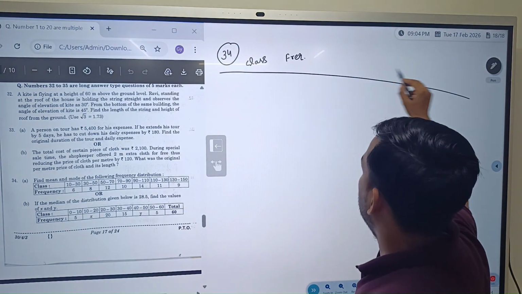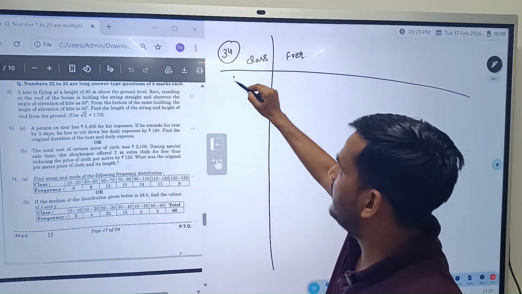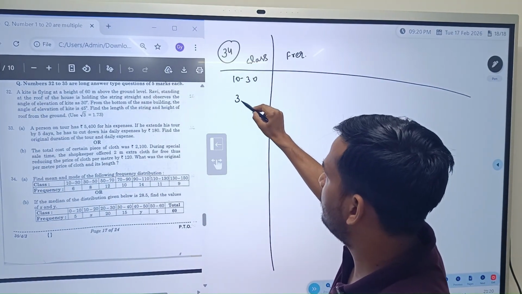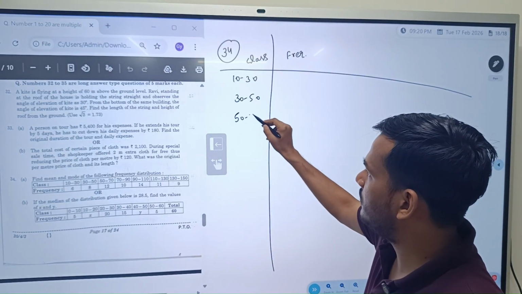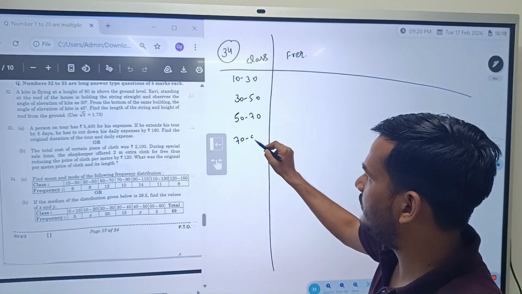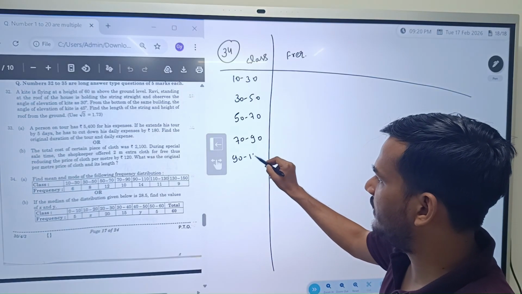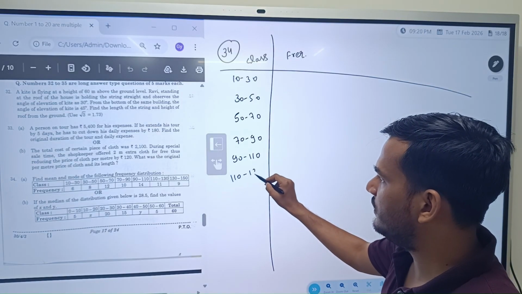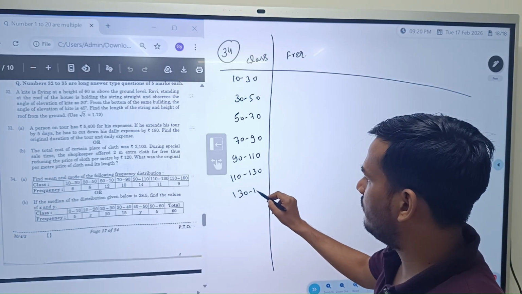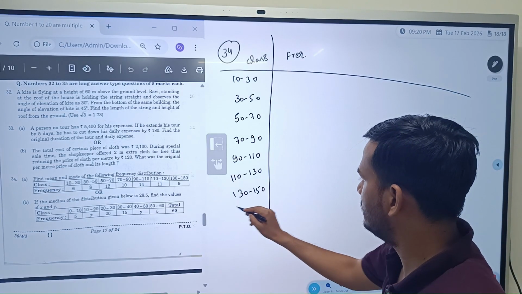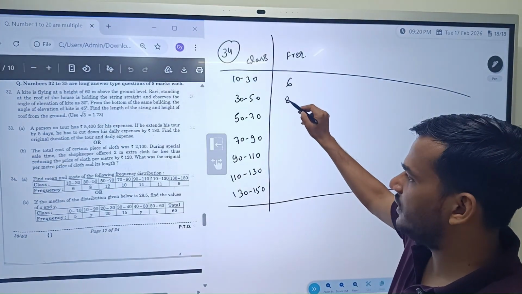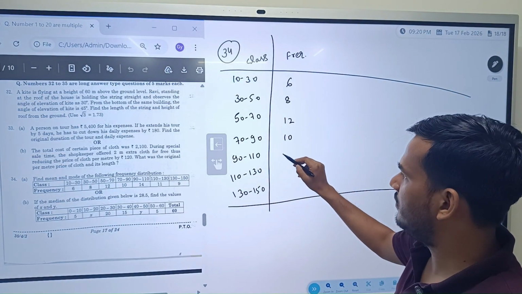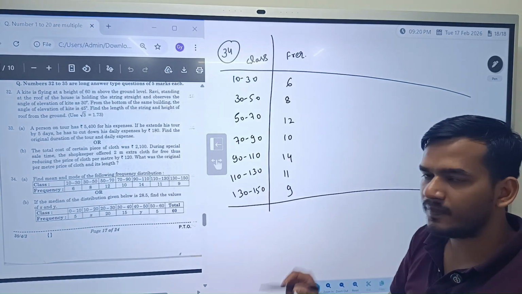Just 10 to 30, 30 to 50, 50 to 70. We will write all the classes in this column: 70 to 90, 90 to 110, 110 to 130, and 130 to 150. So these are all the classes. Frequency: 6, 8, 12, 10, 14, 11 and 9.